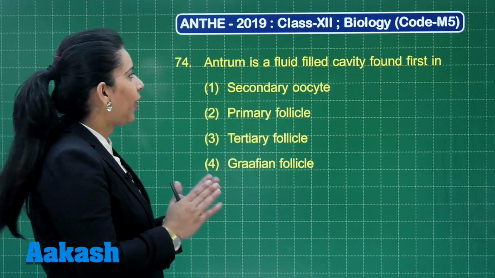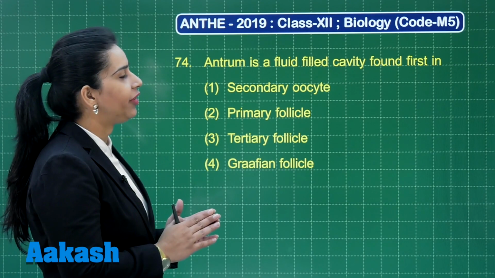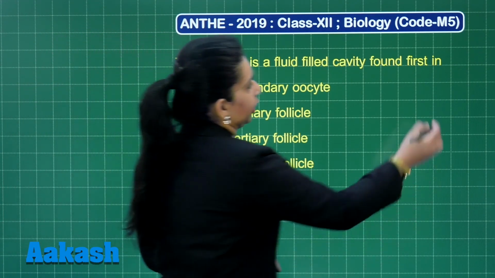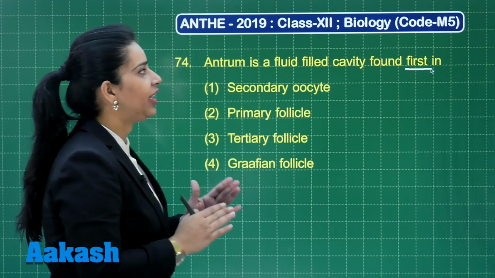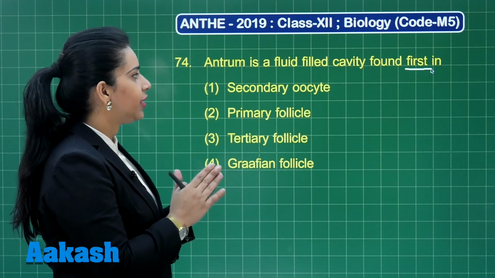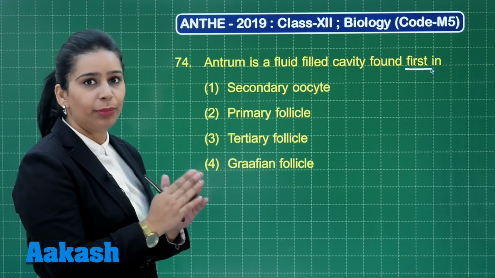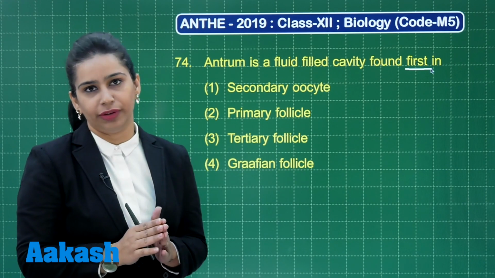Now next is question number 74. Antrum is a fluid filled cavity found first in. So the stage in which this cavity is found first is: first option secondary oocyte, second primary follicle, third tertiary follicle and fourth Graafian follicle.